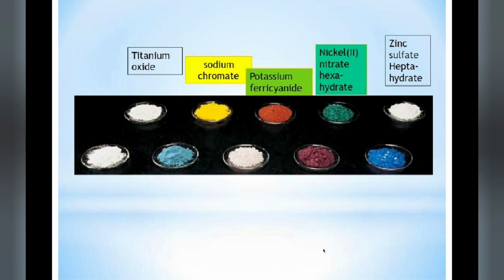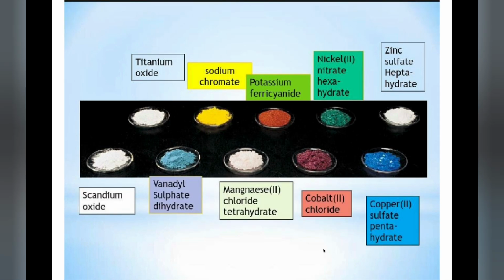Titanium oxide, sodium chromate is yellow, potassium ferrocyanide reddish, nickel nitrate hexahydrate green in color, zinc sulfate heptahydrate is white in color. Then in the bottom row you can see scandium oxide, then vanadyl sulfate dihydrate blue in color, manganese chloride tetrahydrate, and then cobalt chloride, copper sulfate pentahydrate. For your ease in referring, I have given the corresponding colors to all the salts.